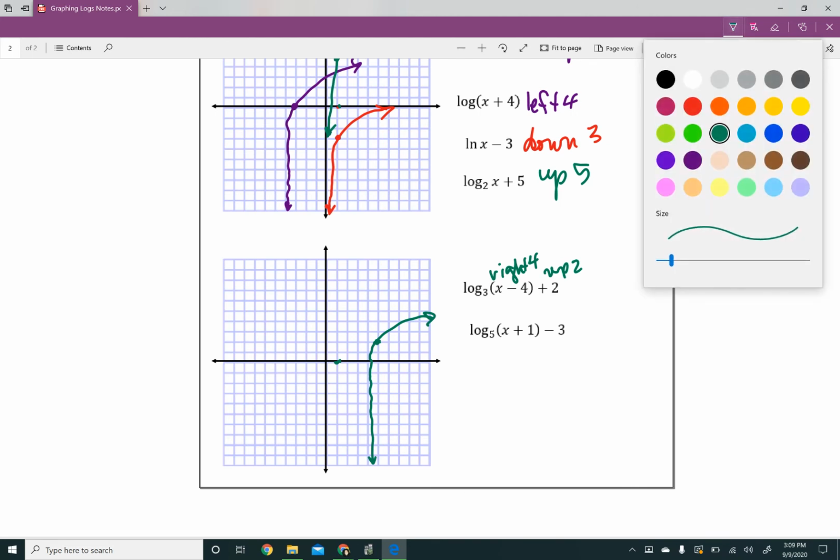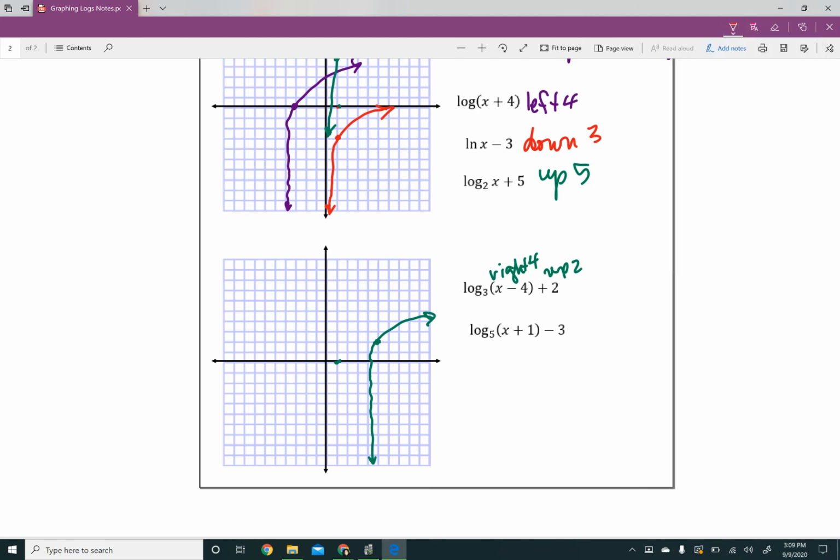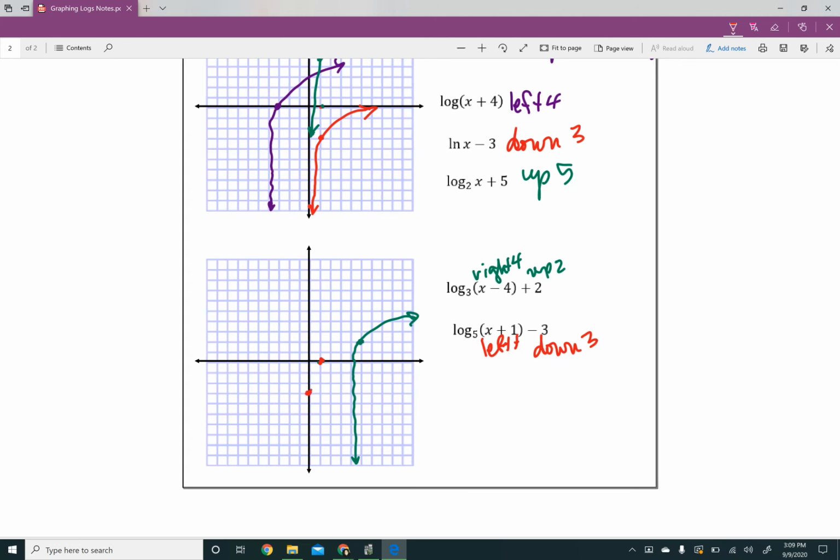So this graph would go down 3 and this one would go left 1. So we start from here. We go down 3, 1, 2, 3, and left 1. It will go right up against the line beside it. And that's what those graphs would look like. So that's all you would do for a logarithm graph.